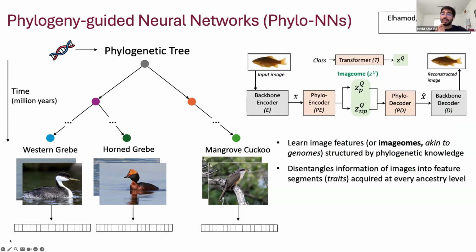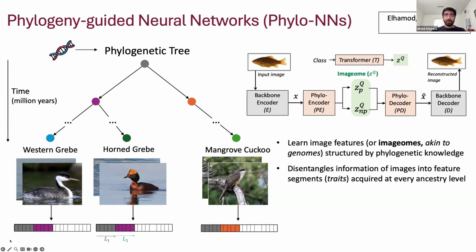Towards this goal, we initially introduced the framework of PhyloNN, or phylogeny-guided neural networks, where the basic idea is to convert the information of every image into a sequence of features where information is structured into segments for every ancestral level in the phylogeny. By ancestral level, I just refer to going up towards the root node from the leaf nodes. For example, we can learn the first segment of features that represent what is common across all the birds in this subtree that have the gray node as its ancestor.